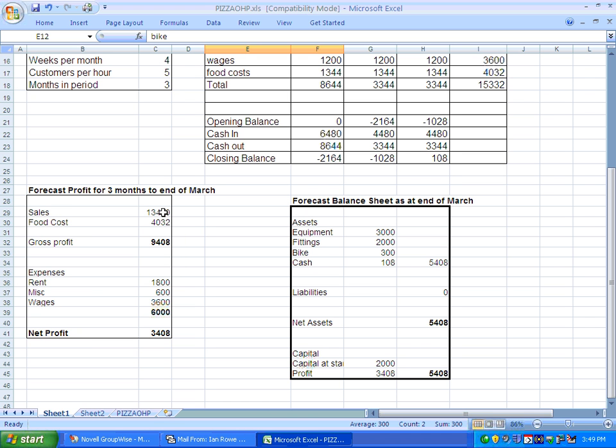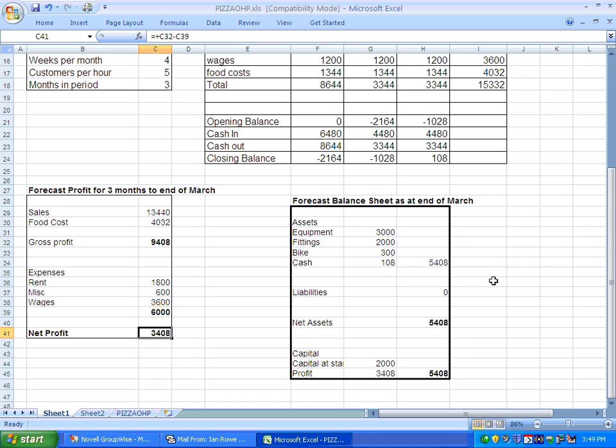It was the owner's money, and it's not an expense. So it's only sales minus expenses, including the food cost. That's one reason why the profit will nearly always be different to any cash balance that you might have. Now onto the balance sheet.